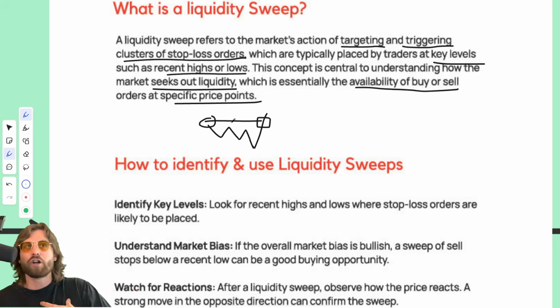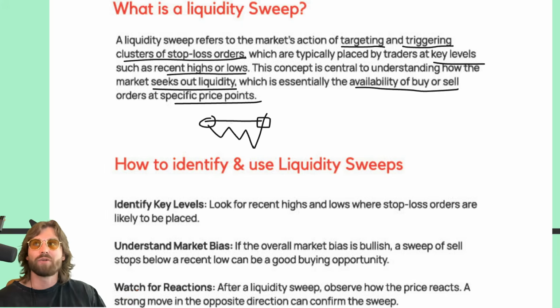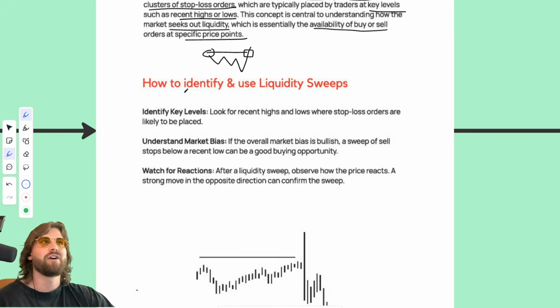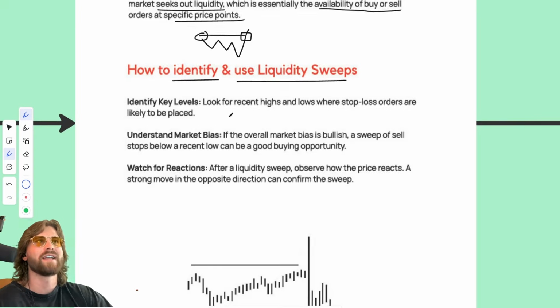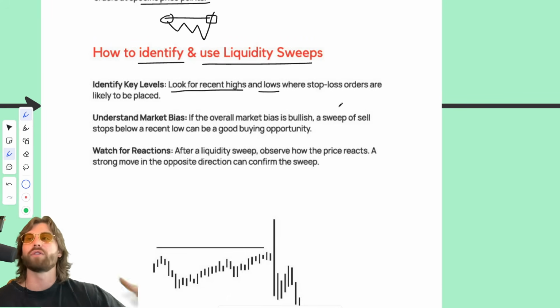We need to determine what types of reactions to expect. Once the reaction has been found, there's a conclusion of that reaction, how to then react to make money from it. So let's learn how to identify and use the sweeps. So we must identify key levels. Look for recent highs and lows where stop loss orders are likely to be placed.